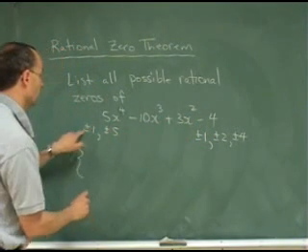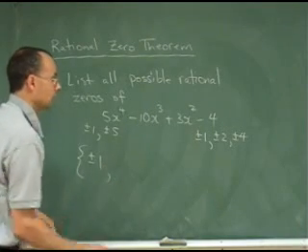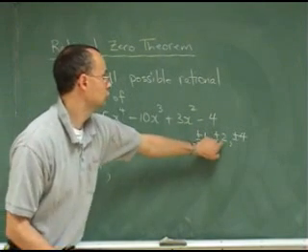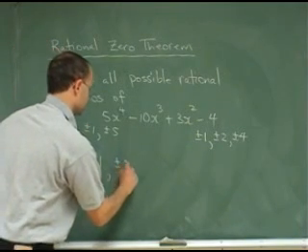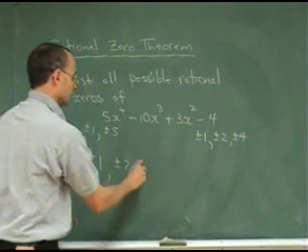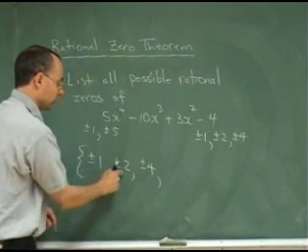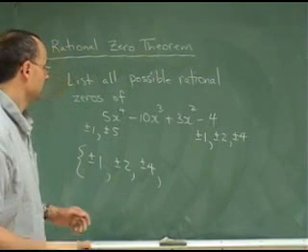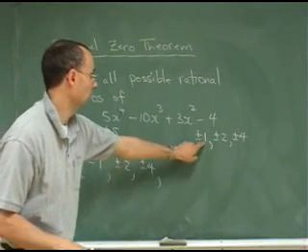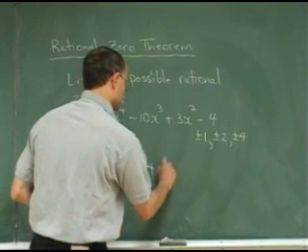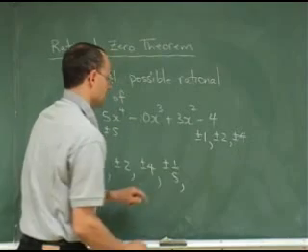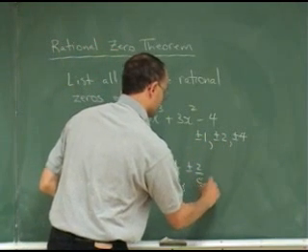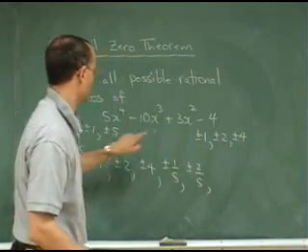Okay, we got 1 over 1. Now, what a lot of people like to do is they do it this way. They go 1 over 1, 2 over 1, and 4 over 1. So they get kind of all the nice whole numbers, integers, out of the way first. Okay, now I'm going to do all the other ones. So I got 1 over 5, 2 over 5, and lastly 4 over 5.